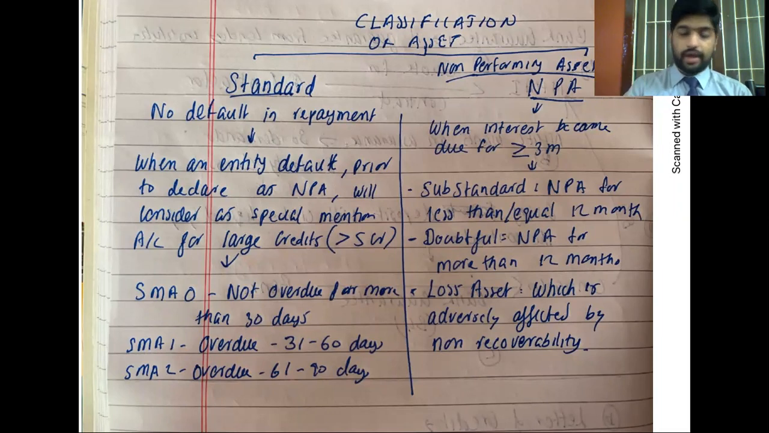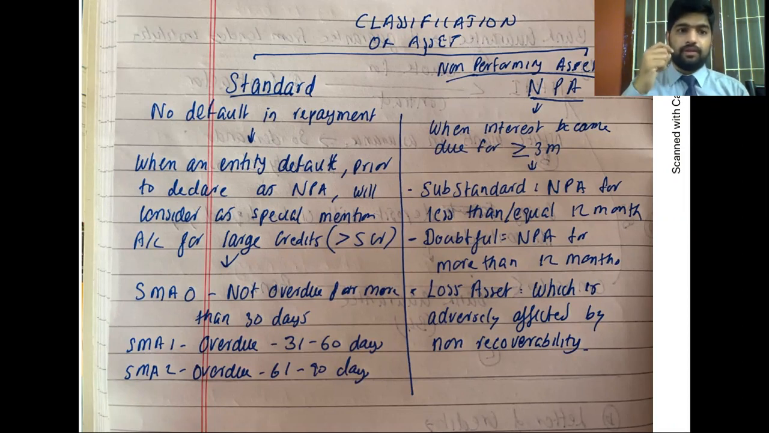So, as I told earlier, when a facility repayment is done on the due date, then it is considered standard. For example, in working capital, if interest is serviced on the due date, then we consider it standard. In case of a term loan, when EMI is paid on the due date, then it is considered as standard. When we will consider it as NPA is being discussed now.